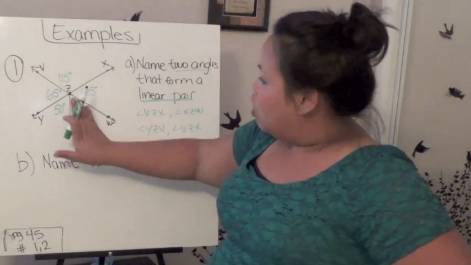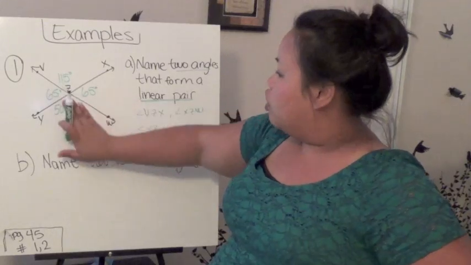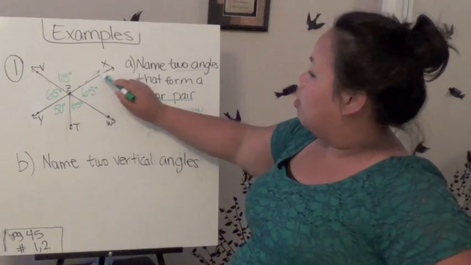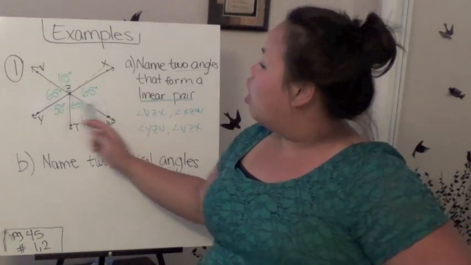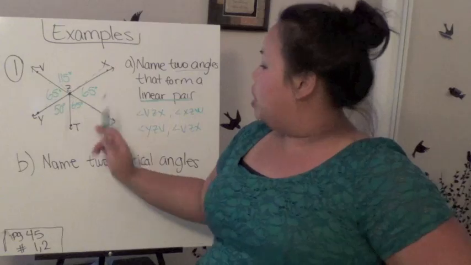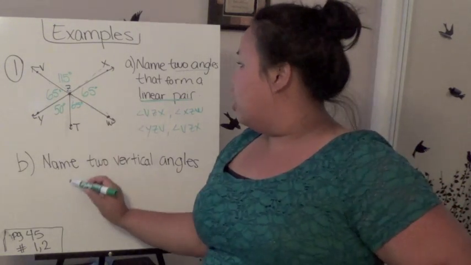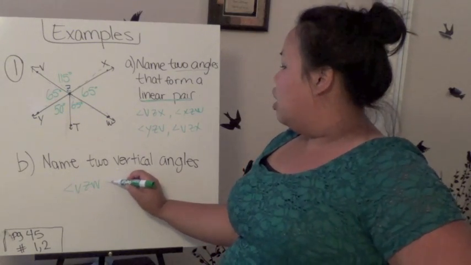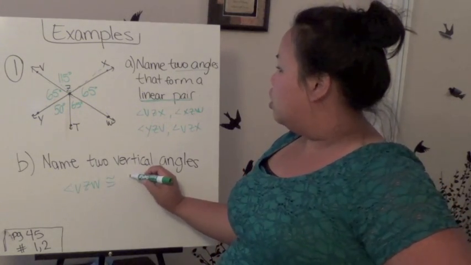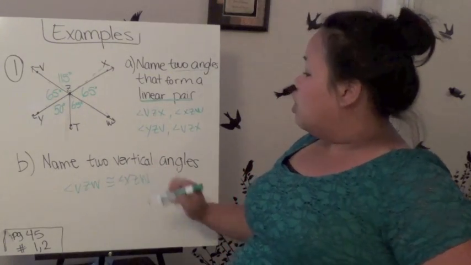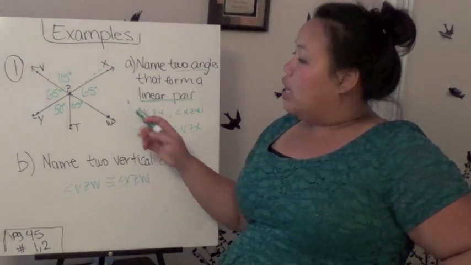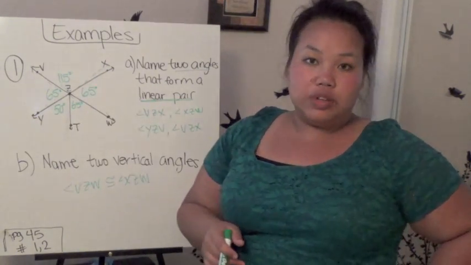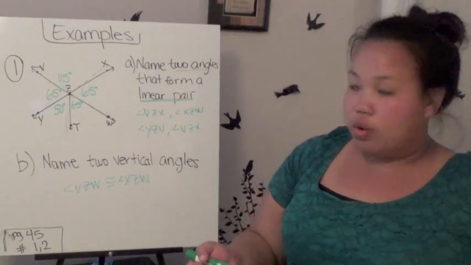So if I look here, if I ignore line ZT, if you just looked at that, you could see that there's two intersecting lines here and an intersecting line here, okay? And since these angles are equal, these would be vertical angles. So a set of vertical angles would be angle VZW, okay? Are vertical angles, and it's equal to XZW. The thing with this is also, even if they didn't tell me that this was 65, because they're vertical, I can assume that they're 65 degrees, because vertical angles are automatically congruent.